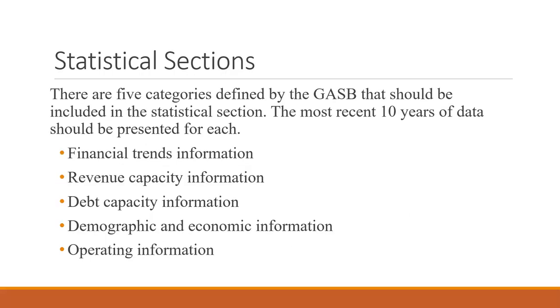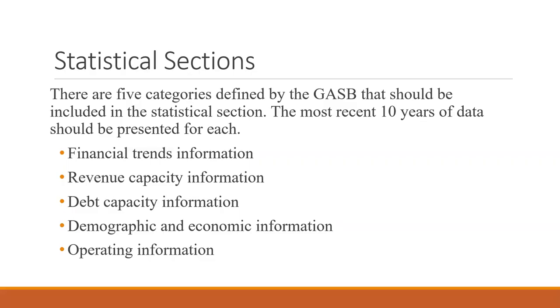Then the statistical section, so we have 10 years of data for each one of these, so financial trends information, revenues, expenditures, bond issues, what they use the money for, our revenue capacity information. So this is what's the ability to generate their own revenues, looking at property tax and any of those user charges for business type activities.